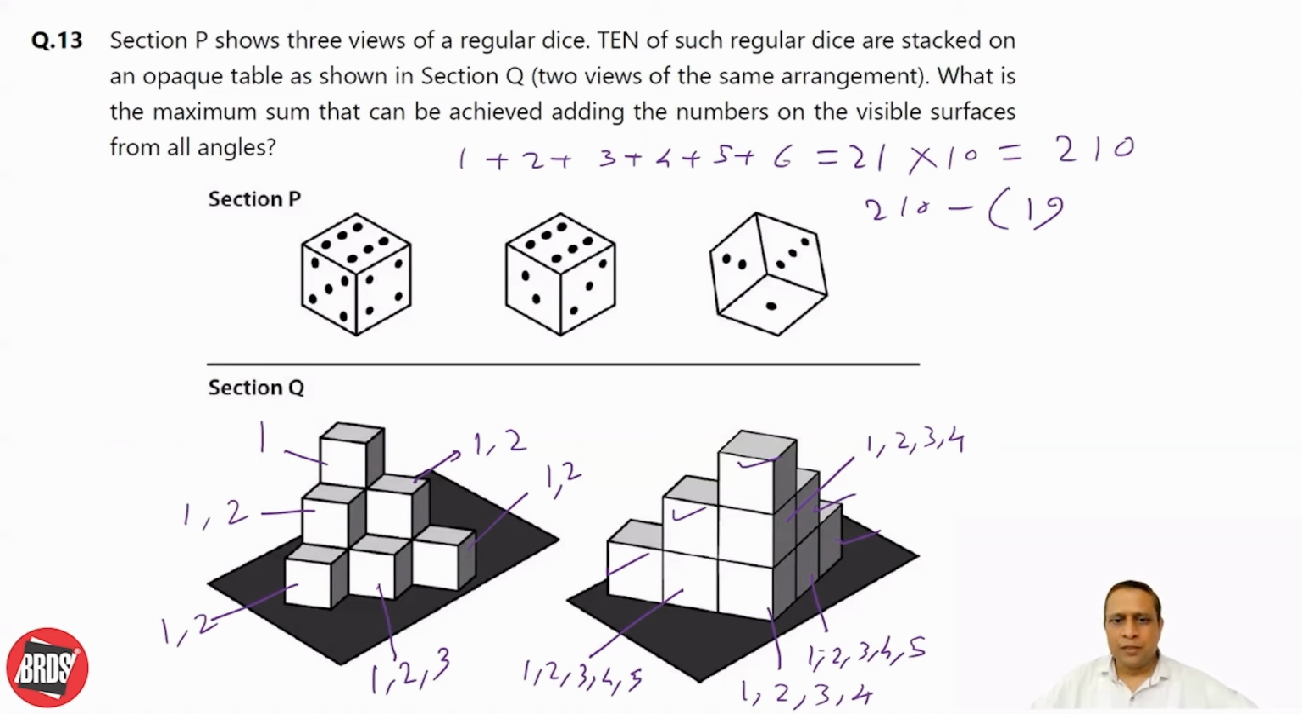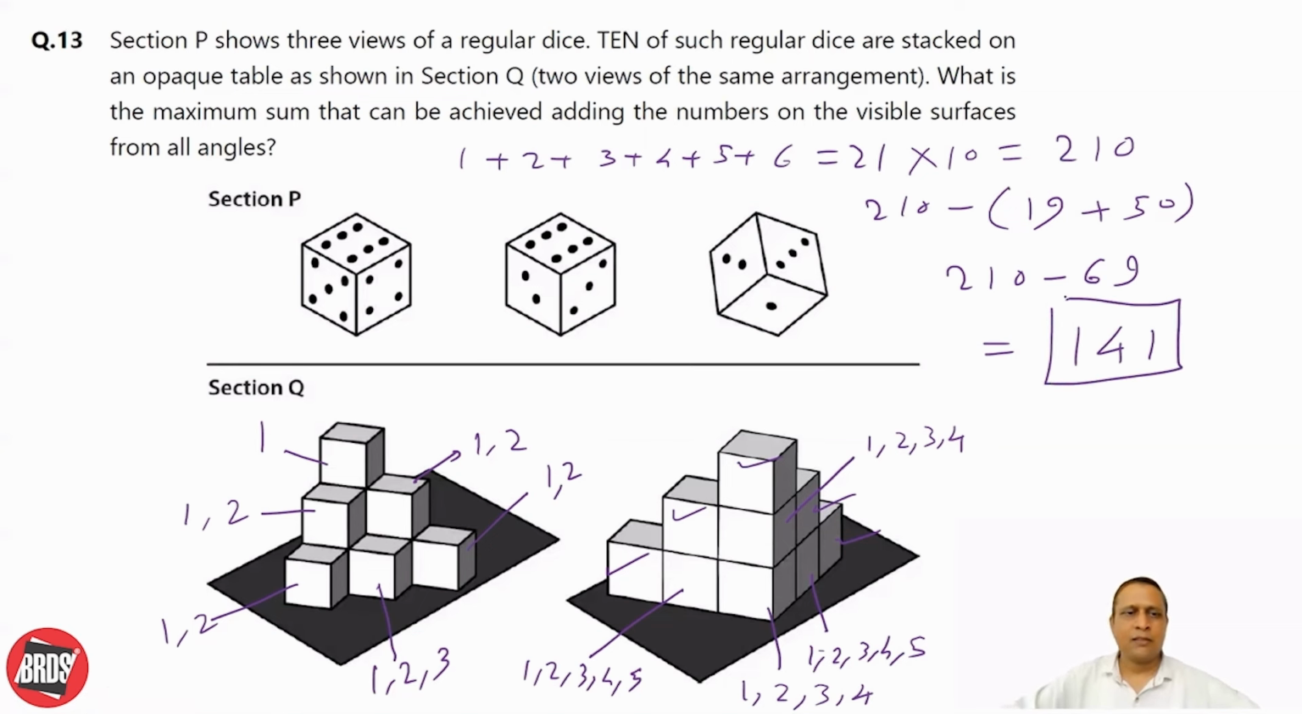Here, this is 6, 6, 6 and 6, 12, 13, 14, 15, 15, 15, 30, 30 and 10, 40, 40 and 10, 50. So again, 50. Right. So from 210, we need to subtract 69. What we get is 140, and that is the answer. Fine. So the answer to this question is 140.